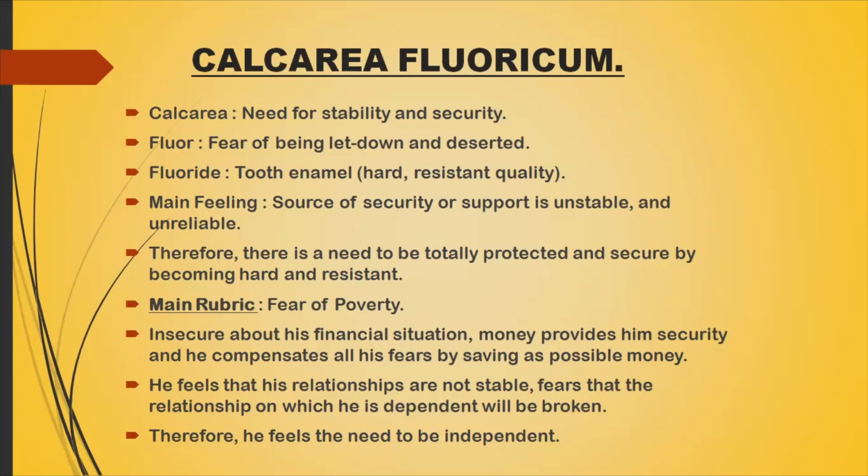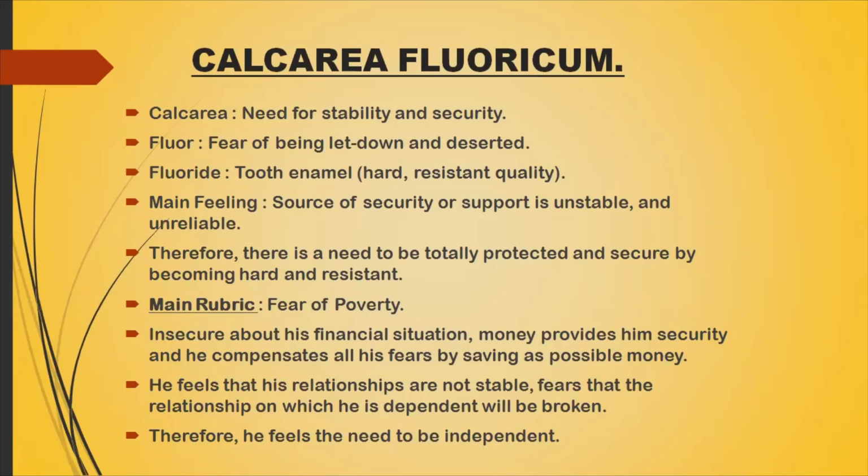Insecure about his financial situation. He feels relations are not stable. Always this halogen has the feeling of being betrayed, let down. That happens with every element of halogen. So that's why fluorine wants to break out, as we have discussed with the theme of labor, where they want to come out of the womb. Right? They want to get separated from the umbilical cord.